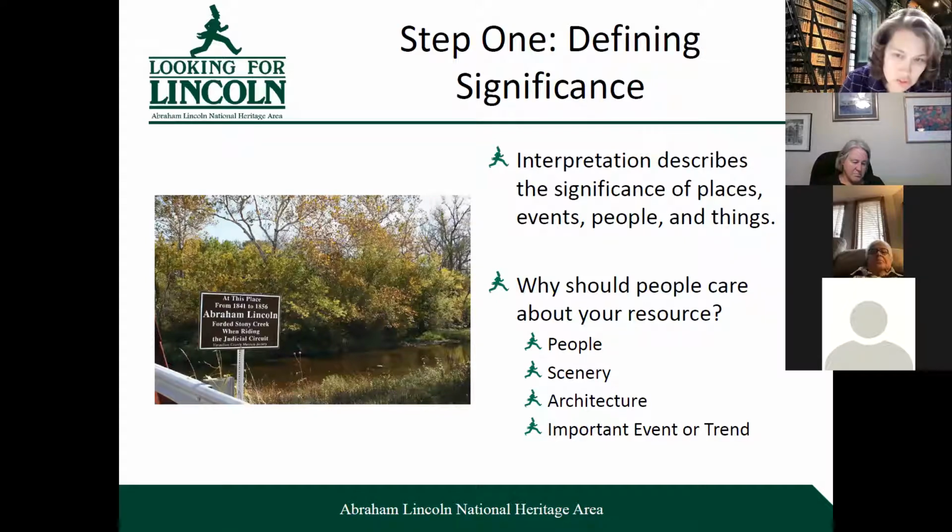Interpretation describes the significant places, events, people and things. To understand its significance, you need to ask yourself, why should people care about your resource? This question may have one or many answers, because a resource could be significant for more than one reason. It could be people, it could be scenery, it could be architecture, it could be a core event or trend that happened there. These are all things that make your site, or could make your site, significant.